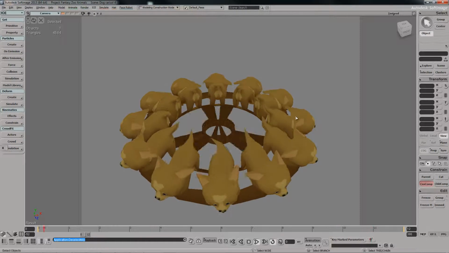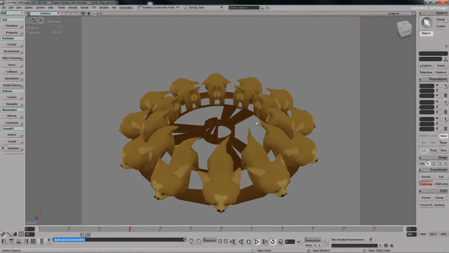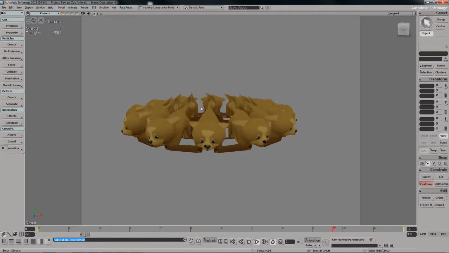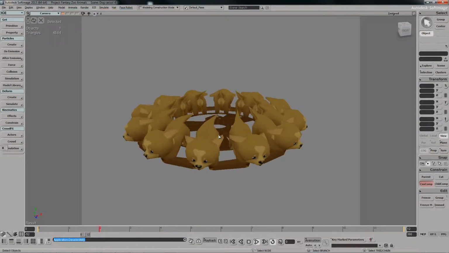The dogs, they're staying in place. They're dancing, they're doing a little thing, and in the middle, they're going about the spin-in thing. So that's the idea of the project.